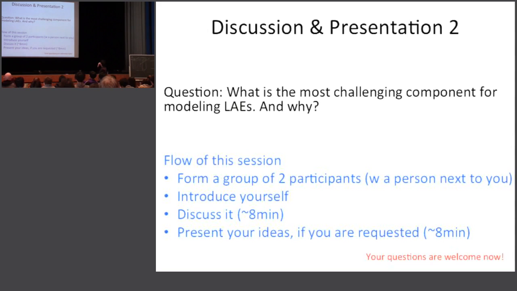Discussion, the presentation again. My question is, what is the most challenging component for modeling Lyman-alpha emitters? Please start to discuss, and please choose another partner, different from the previous lecture. If you talked with the left person, then talk with the right person. Please.